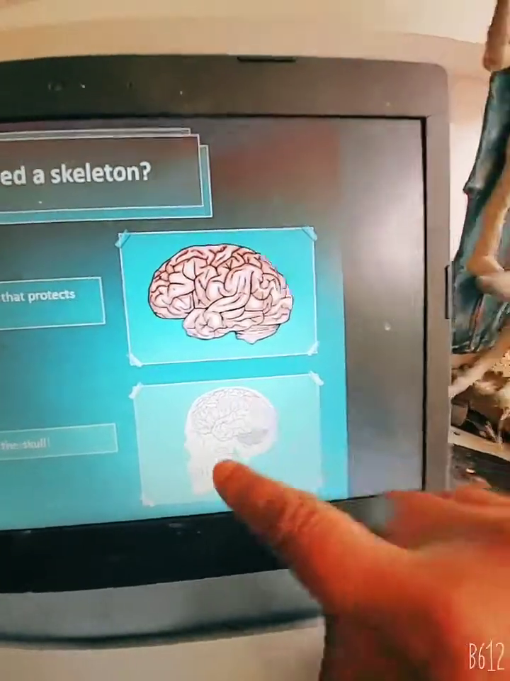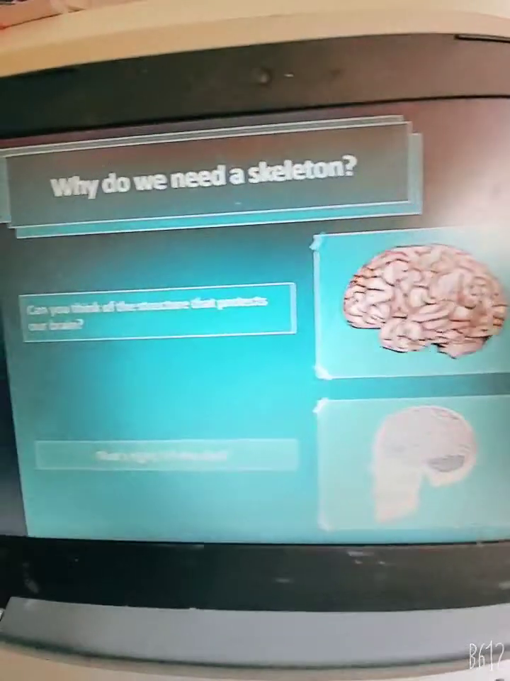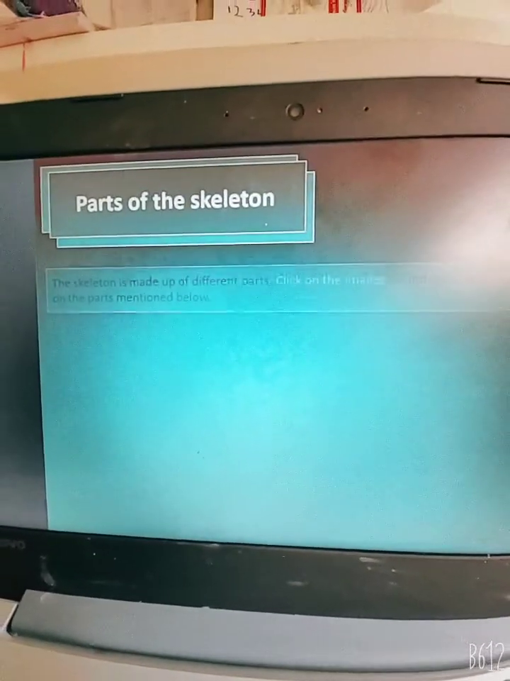Of course, you know that it is the skull. Our brain is inside the skull. Our brain is hidden inside this skull, and the skull protects it.